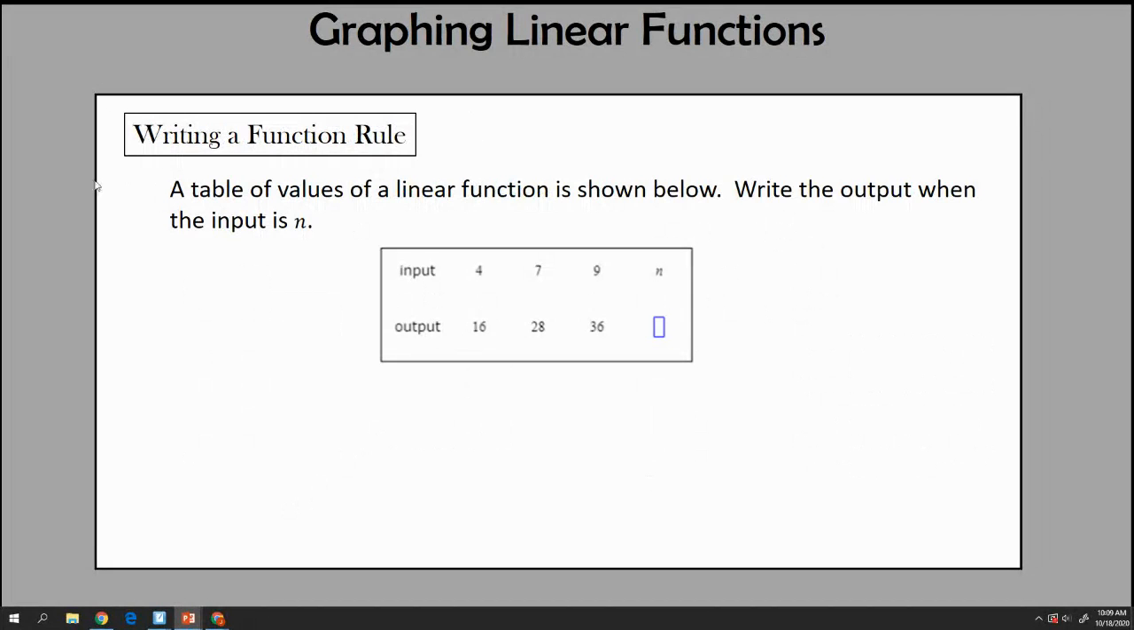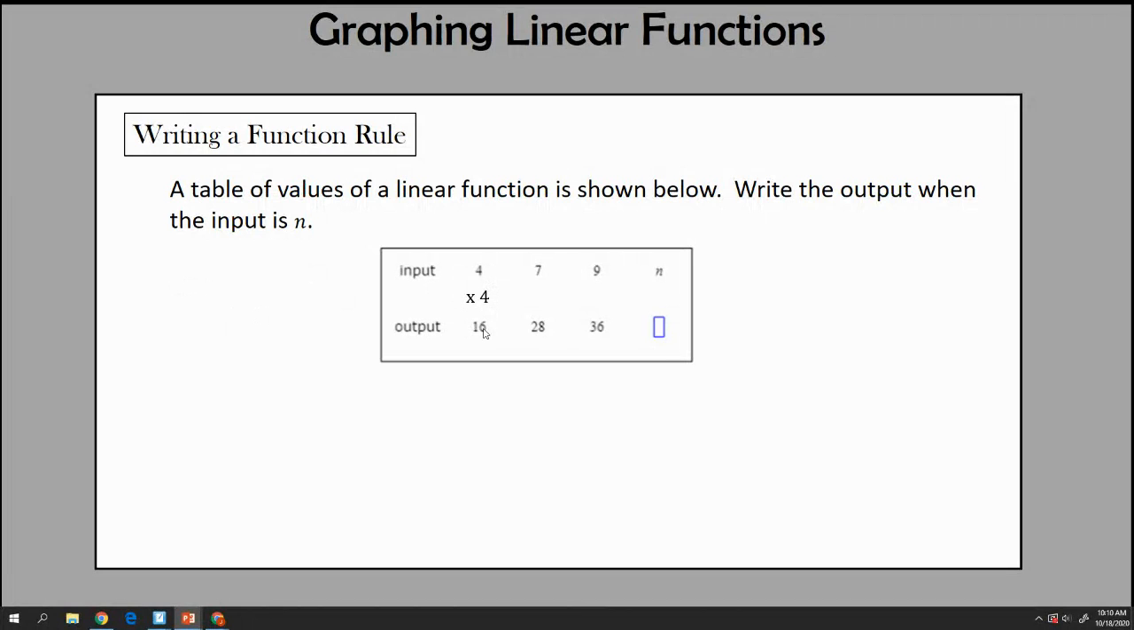Okay. Now the next thing we're going to do is, given a table of values, come up with the function rule. Okay. What is it that they're doing every time to take the input and get that output? Okay, so the first thing we look for in these is simple. Are we multiplying every input by the same number to get the output? Are we adding the same number to each input to get the output? We kind of start simple. And in this case, it is pretty simple.